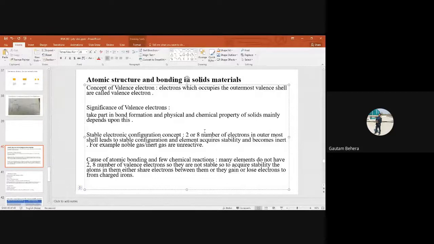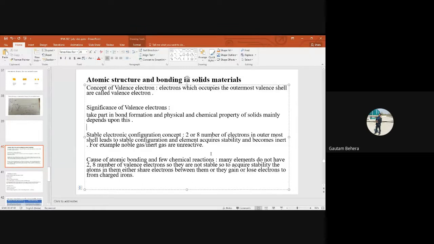If atoms have 2 electrons in the valence cell or 8 electrons in the valence cell, that is called a stable electronic configuration. They are inert, basically. They do not react, right? Or if an atom wants 2 electrons in its outermost cell, or wants 8 electrons in its outermost cell, it can do that also, and it can acquire stability. So that is the concept of stability.